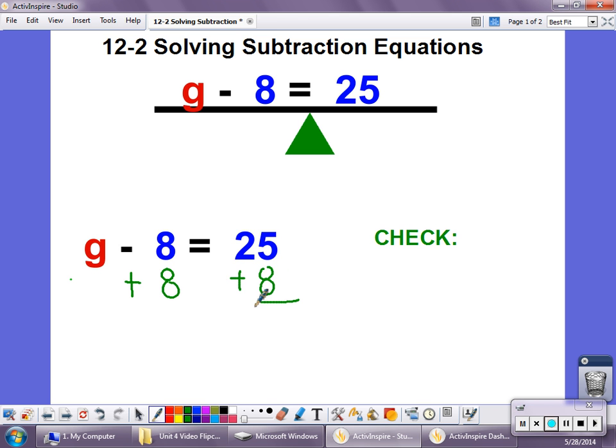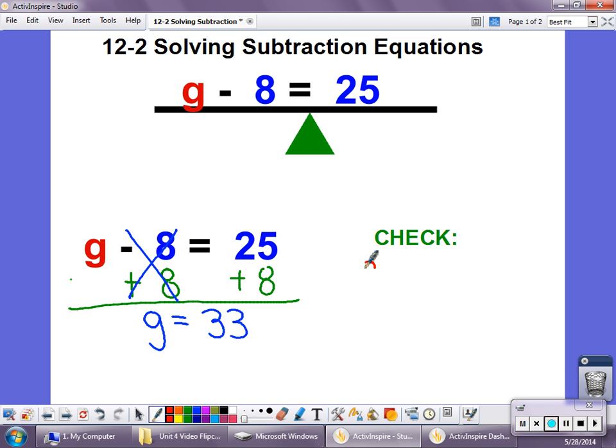Okay. Adding 8, when the problem says subtract 8, that's your inverse operation. And these two, negative 8 plus 8, are going to equal 0, which will help us isolate our variable. So g is going to equal 33. Okay, so the process is exactly the same. You still need to isolate your variable, you still need to keep your equation balanced, and you still need to use your inverse operation. You also still need to check your problem.